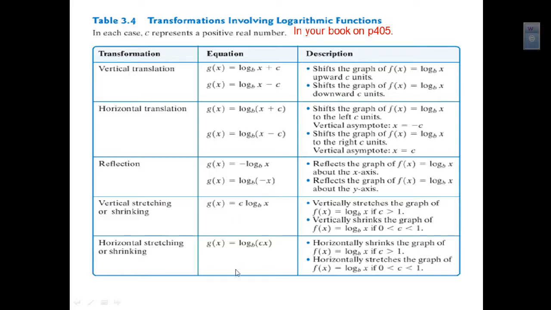Reflections are going to be the same. Vertical shrinkings are going to be the same. If it's outside, a value of c is going to stretch it vertically if it's greater than 1, and shrink it if it's between 0 and 1. Exactly the opposite here, except you're going to do horizontal. Horizontally, it's going to shrink if c is greater than 1, and horizontally it's going to stretch if the value of c is between 0 and 1. This exact table is in your book on page 405. Don't copy this down. We've copied this table down enough. But you should know how to apply them.